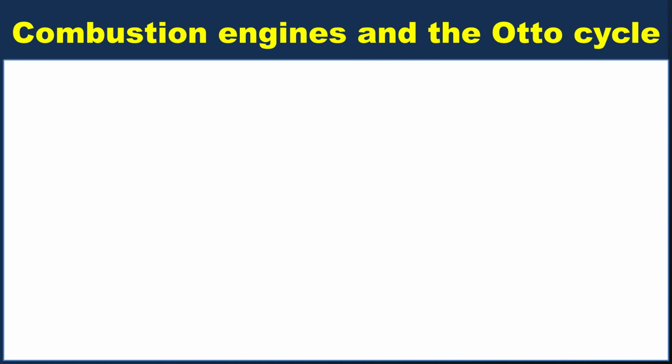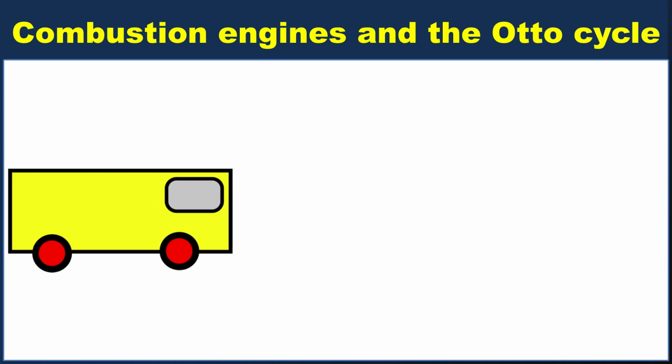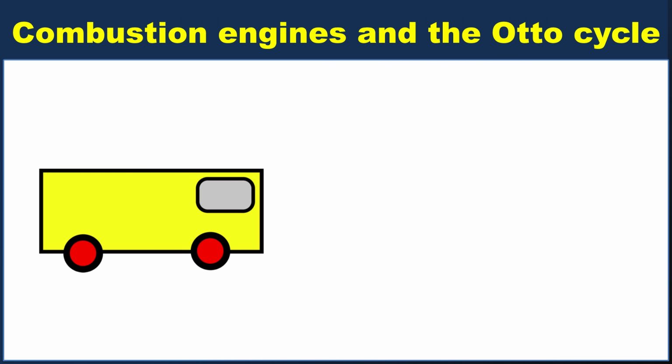I want to talk about the modeling of combustion engines with the Otto cycle. Combustion engines are probably most familiar to you as the power source for many automobiles, so we'll bring out a vehicle. Now I'm cheating a little bit, this is a bus. Most buses probably run on diesel engines and are best modeled by the diesel cycle, but hey, you try drawing a car sometime. It's not easy, so we're sticking with a bus.